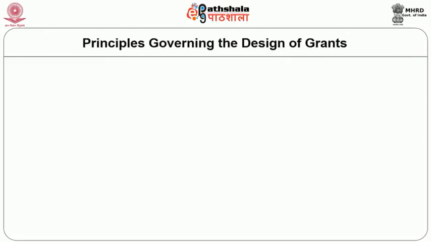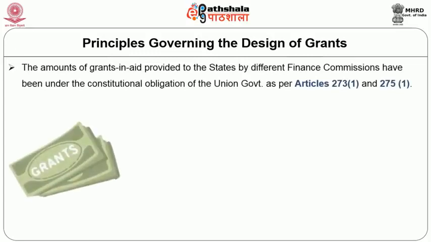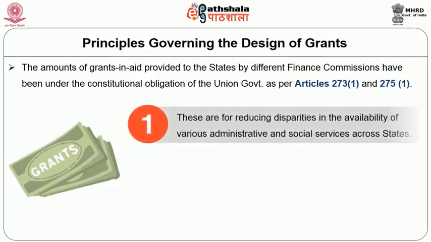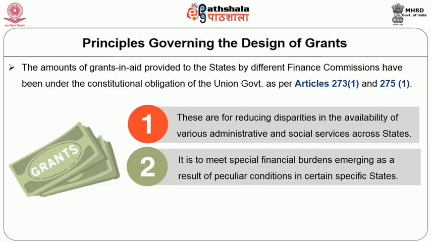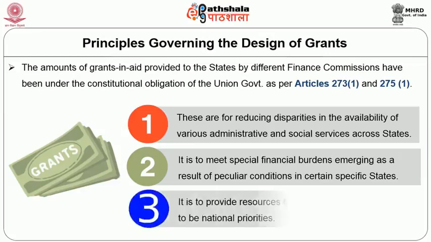Principles governing the design of grants. The grants-in-aid provided to the states by different finance commissions have been under constitutional obligation of the Union Government as per Article 273 subclause 1 and 275 subclause 1. There are other kinds of grants which have been given to the states, and these are: number 1, grants for reducing disparities in the availability of various administrative and social services across states. Number 2, grants to meet special financial burdens emerging as a result of a peculiar condition in certain specific states. And number 3, grants to provide resources to specific activities considered to be national priorities.